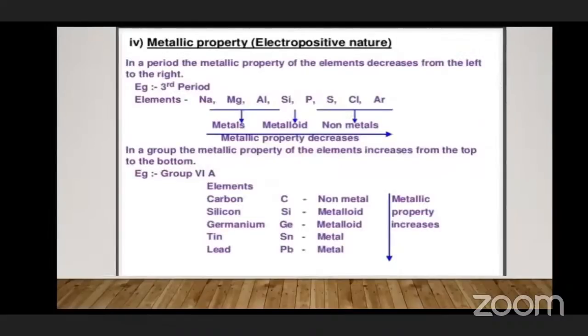See here, sodium and magnesium, aluminium are metals, silicon and phosphorus are metalloids. Metalloids in the sense what? Which have both the properties of metals and non-metals.